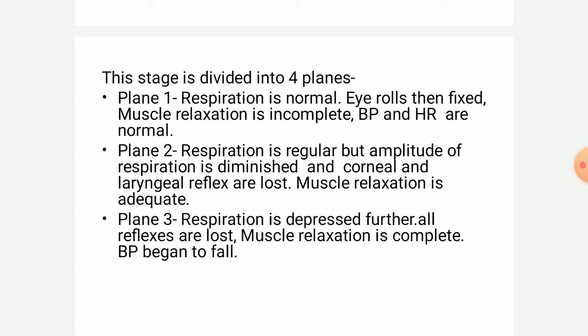Plane 1: respiration is normal, eye rolls and then fixes. Muscle relaxation is incomplete. BP and heart rate are normal. And after that, plane 2 takes place. Respiration is regular, but amplitude of respiration is diminished. Corneal and laryngeal reflexes are lost. Muscle relaxation is adequate.